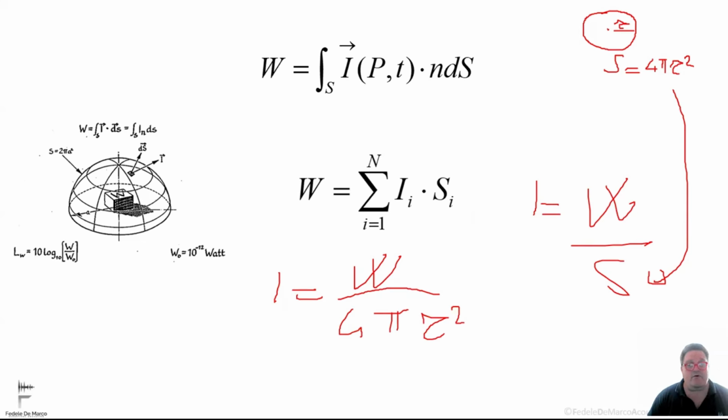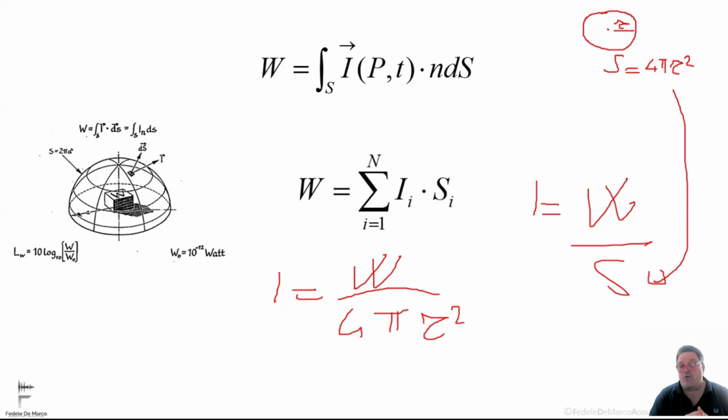If we consider this, I can outline a first formula for spherical propagation in a free field, calculating the intensity at a certain distance. Having calculated the intensity, we can now calculate the density, that is the quantity that in reality gives me information on how loud the sound is.